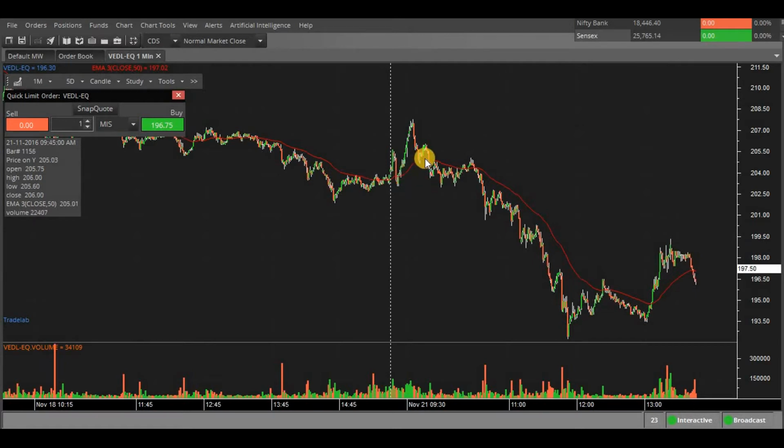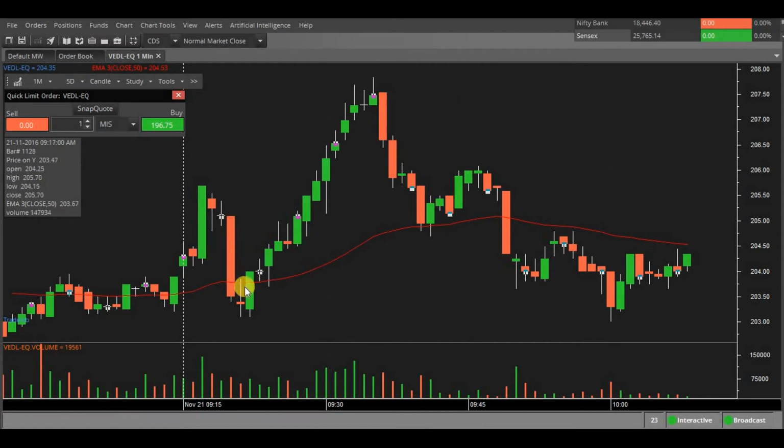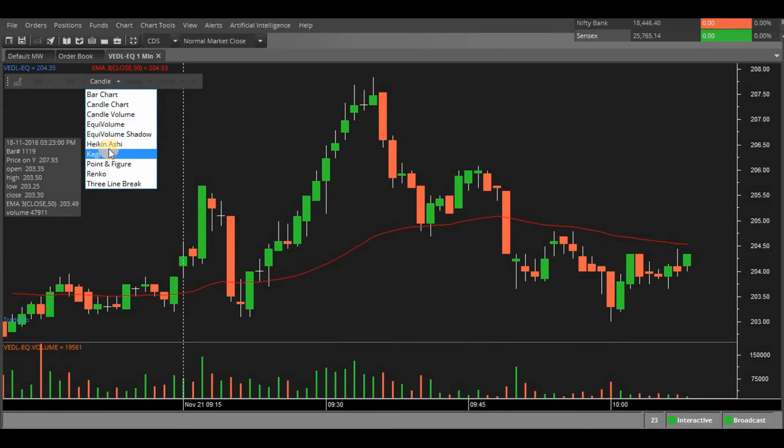When the price, you can see it here, first I went long. Here you can see this area. This was the moving average and the price crossed above this line. Whenever the price crosses above this line, you have to go long. You simply have to buy the shares. And you can also use Heiken-Ashi candlesticks to get accurate information.